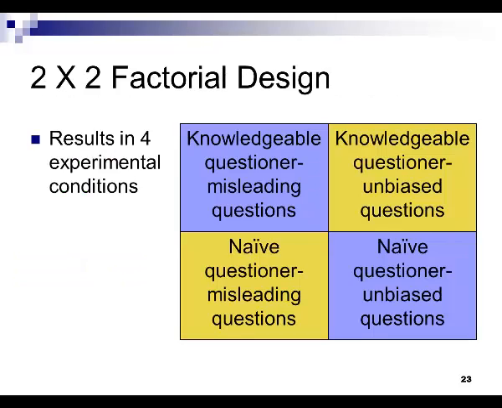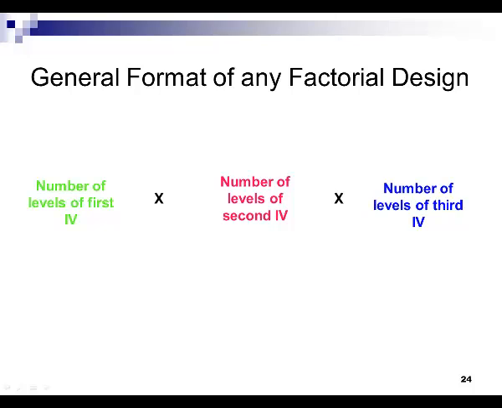So with the factorial design, you multiply the number of independent variables times the number of levels, and that tells you how many experimental conditions you have. So a 2x2 factorial design results in 4 experimental conditions, as you see here. So you have a knowledgeable questioner that asks misleading and unbiased questions, and then a naive questioner who only viewed the tape once, who again asks misleading and unbiased questions.